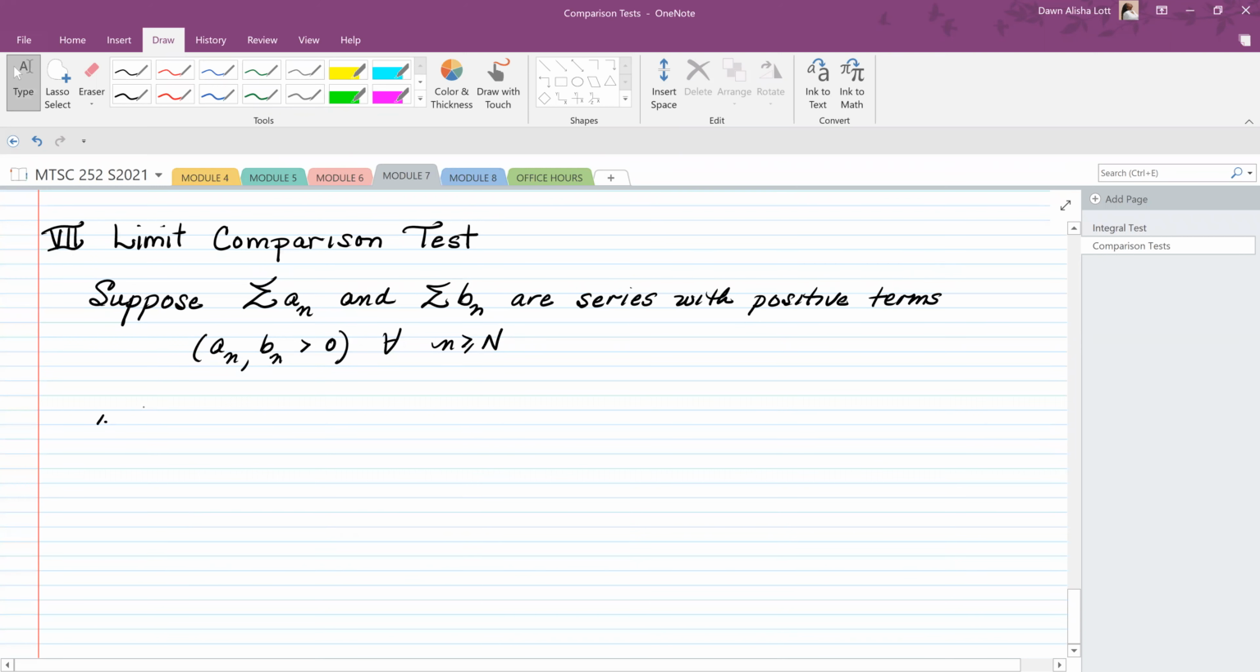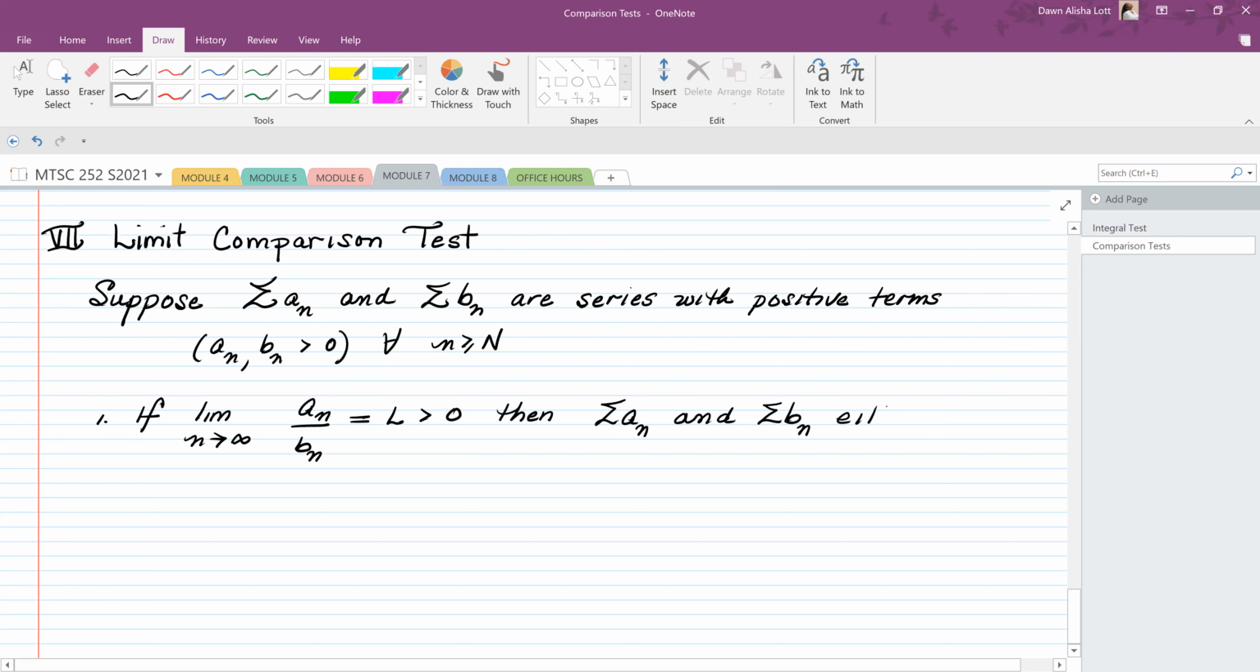If the limit as n approaches infinity of an divided by bn is equal to L, again, this is going to be positive because an and bn are positive, then summation an and summation bn either both converge or both diverge.